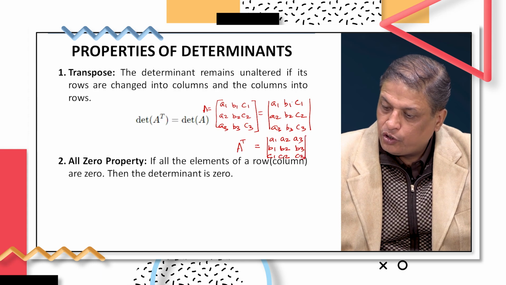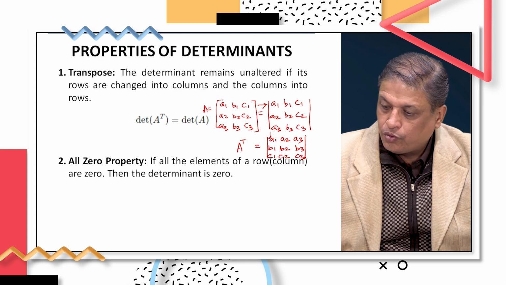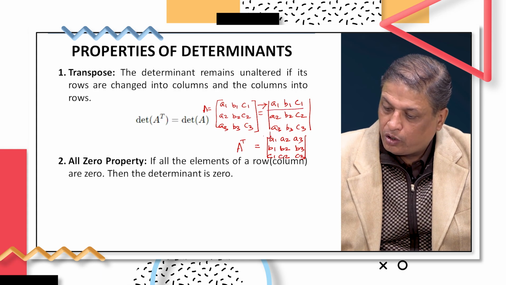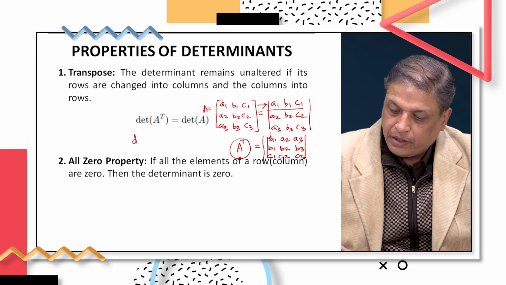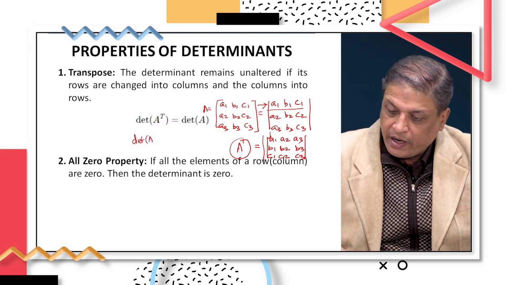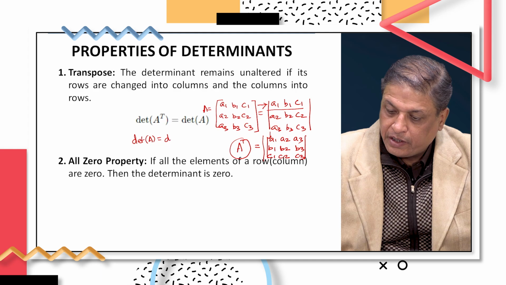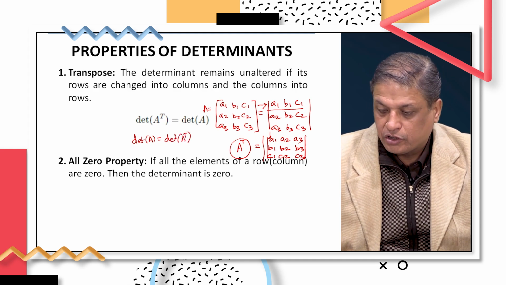Here you may observe that this is the first row, and now this first row is changed into the first column. So we are changing the rows into columns and this is nothing but transpose. And if we calculate the determinant of A, we will find that it is equal to the determinant of the transpose.